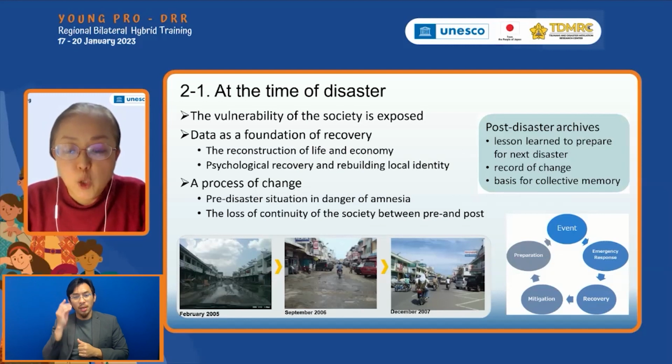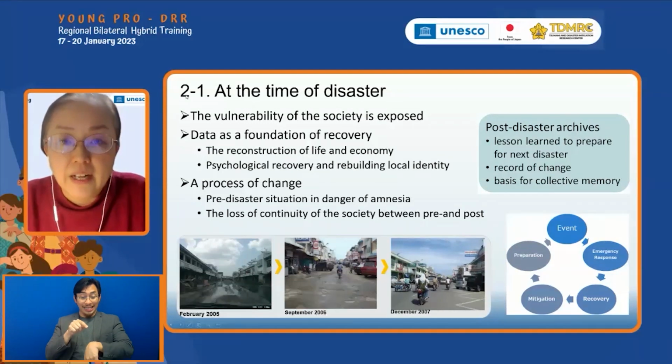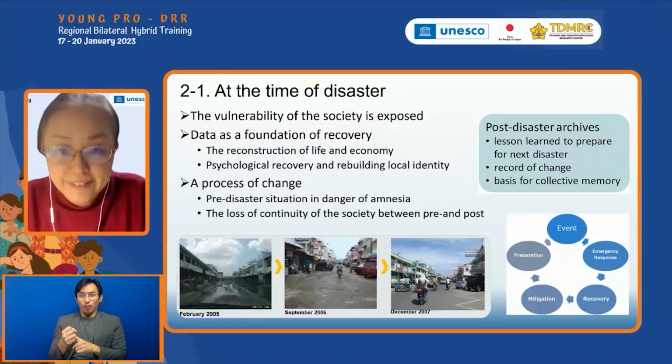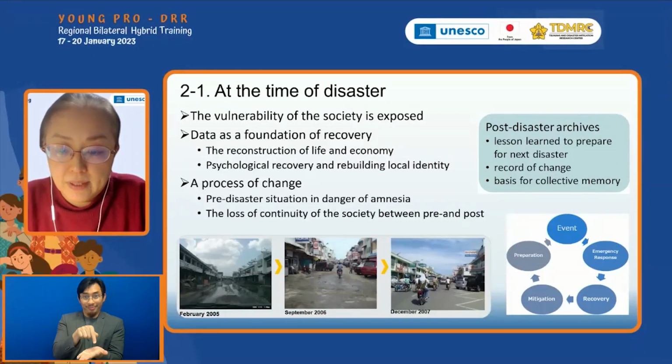Before considering the role of disaster archives, let's see what is going on at the time of disaster in terms of information and knowledge. First, at the time of disaster, the vulnerability of the society is exposed. The damage is not even. Disasters damage the weak parts of society. And we can focus on and start specific response to the weak parts. Hence, it could be opportunities for social reform.